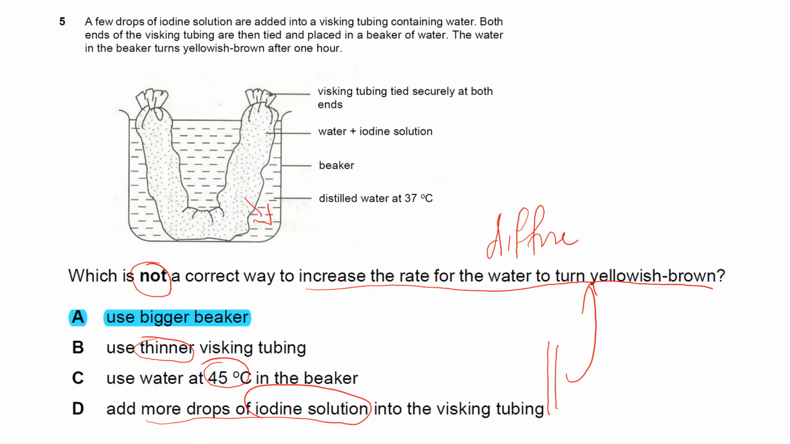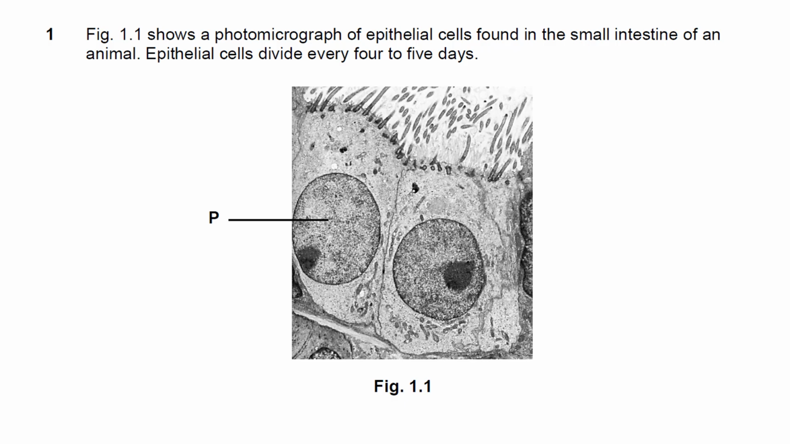Okay, so this is my comment for the 5 MCQs. Let's move on to the structured questions. The first question in the structured question talks about a micrograph. You can see the word micrograph, a diagram of epithelial cells found in the small intestine. Okay, so you are actually looking at the cells. This P is the nucleus.